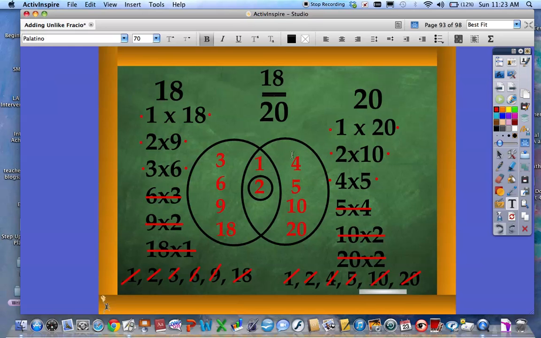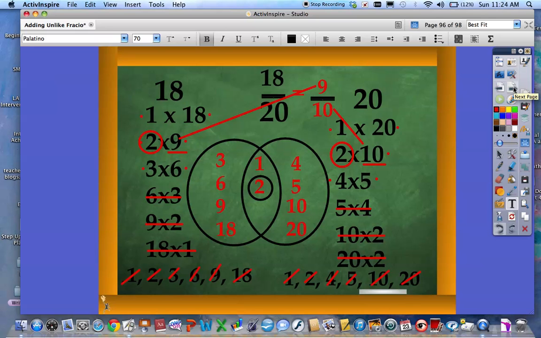Now we have to look in the middle because that's where we find the numbers that they share in common. Just like in language arts, we've used Venn diagrams. What they share in common comes in the middle. And the greatest number that they share in common is the number 2. Now we go back to our factors list and circle that same 2. And then we underline the digit that's next to it. We have just found our simplest form. 9 replaces 18 and 10 replaces 20. 9/10 is 18/20 in its simplest form.